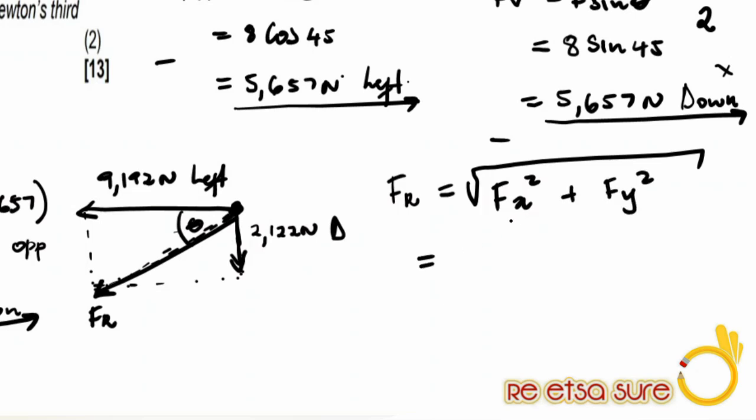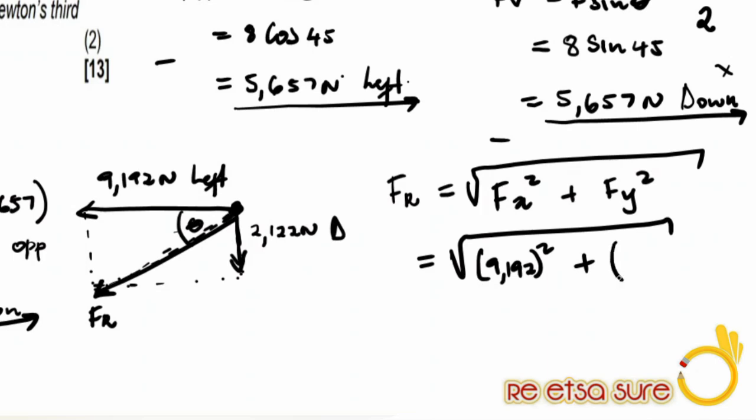And then what is our Fx? Our Fx is the one that is equivalent to our Fh. Fx is 9,192 squared plus, what is our Fy? Our Fy is 2,122 squared.